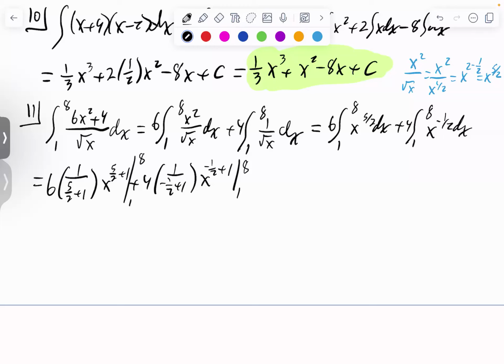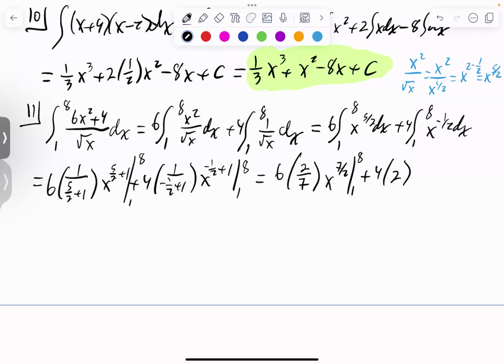So here, 5 halves plus 1 is 7 halves, so that's going to be 2 over 7. It's going to be 4. Negative 1 half plus 1 is 1 half. 1 over 1 half is just 2. That's going to be x to the 1 half from 1 to 8. Remember, 1 to any power, or any root of 1, is always just 1. Just keeping that in mind.